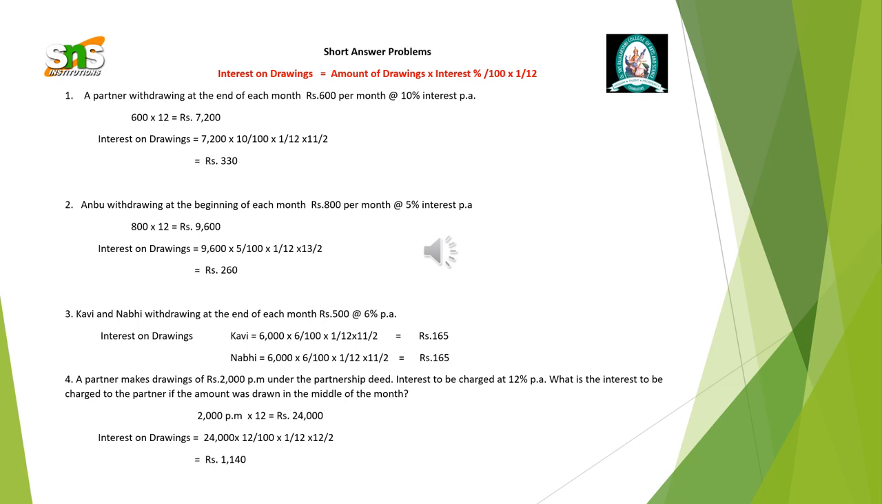It is at the end of the month and at the beginning of the month. A partner withdrawing at the end of each month rupees 600 per month at 10% interest per annum. So 600 into 12, so it is 7,200 per year. So you apply your formula. Interest on drawings is equal to amount, that is your whole amount per annum, 7,200 into 10 divided by 100, that is your percentage, into 1 by 12.